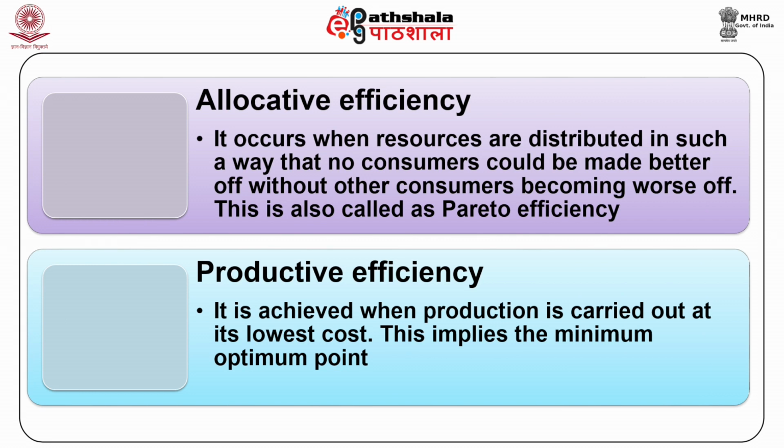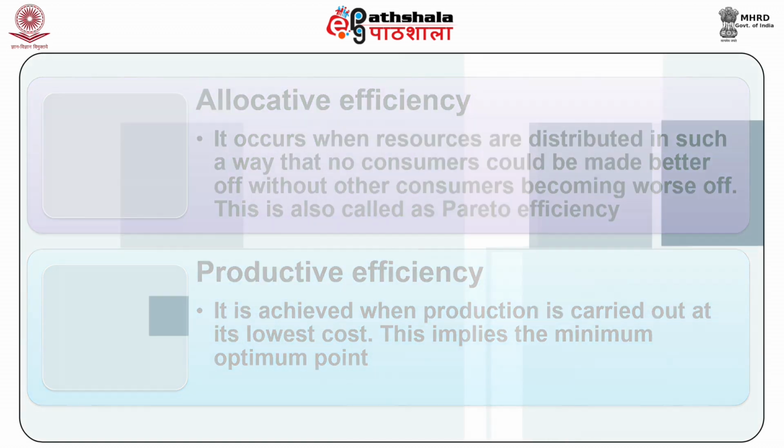There are two types of efficiency that the government is expected to bring about. Allocative efficiency. It occurs when resources are distributed in such a way that no consumers could be made better off without other consumers becoming worse off. This is also called Pareto efficiency. Productive efficiency. It is achieved when production is carried out at its lowest cost. This implies the minimum optimum point.